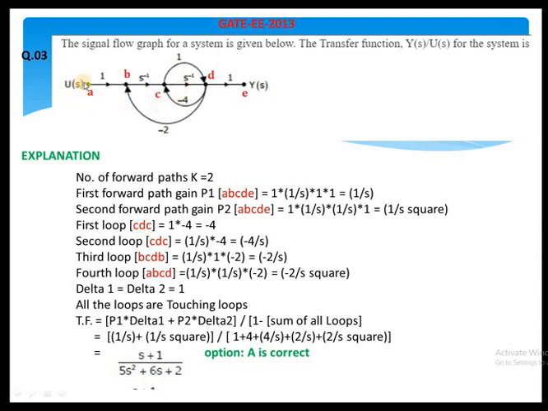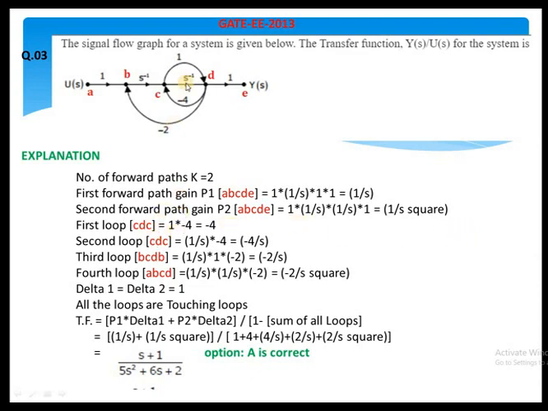The first forward path is from A to B and C, and it reaches D through a gain value 1, and again it reaches E with a gain value 1. So the first forward path gain is 1 into 1 by S into 1 into 1 by S. So this is the value of the first forward path gain. The second forward path is the straight one from input to output. So A to B and B to C, and it passes directly to D with a gain of 1 by S and reaches E. This is the second forward path, with gain value 1 by S square.